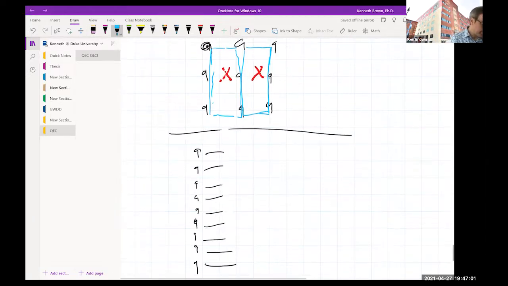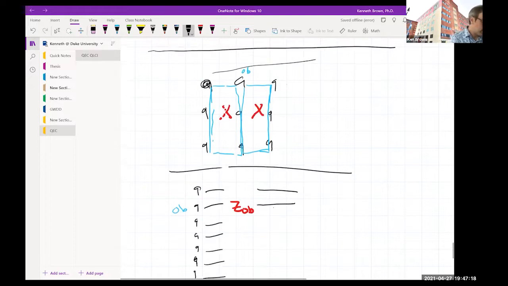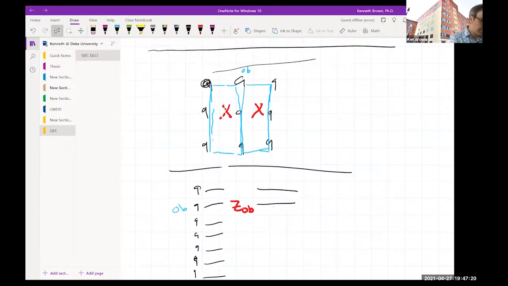So here's the qubit 0b. I can say, okay, maybe z0b happens here. The important thing is that's not the only choice, right? So z0b, actually everything in b, z1b, z2b, all give the same error pattern.